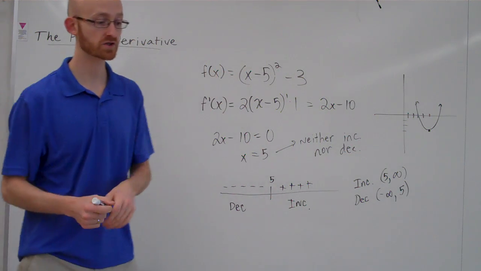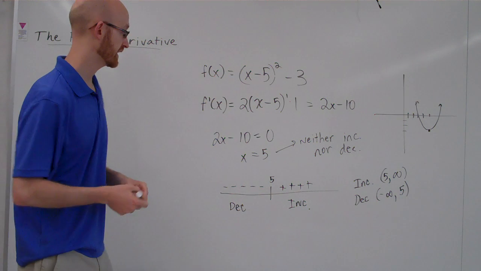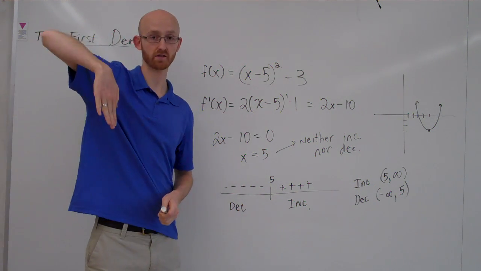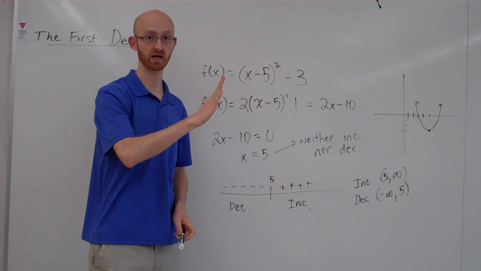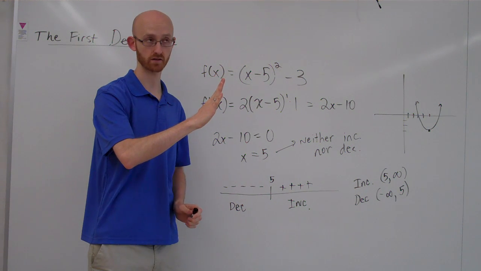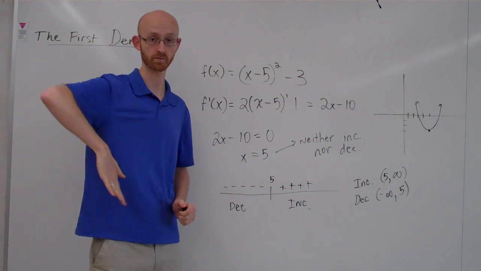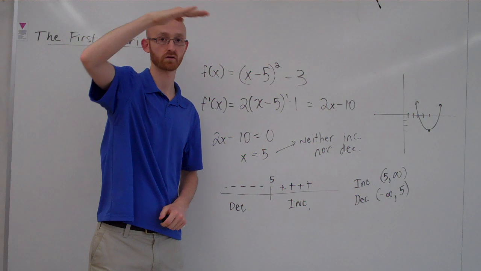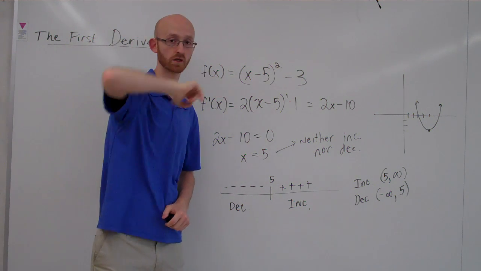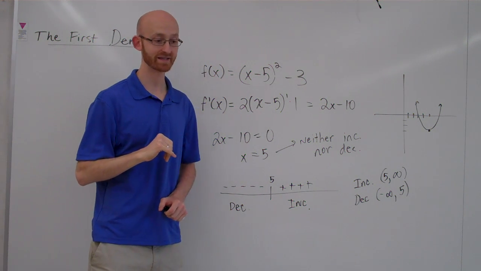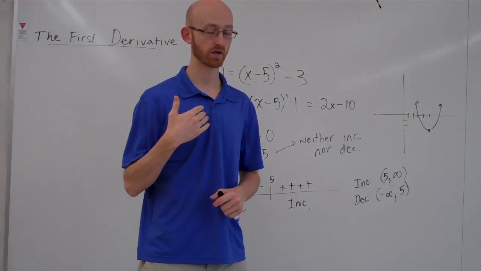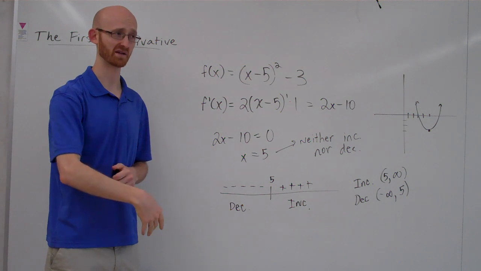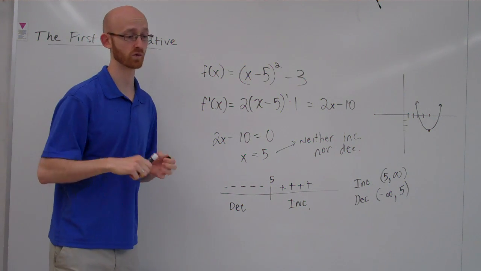So the first derivative test basically says if f prime, the derivative, goes from negative to positive, you have a relative minimum. If f prime goes from positive to negative, you have a relative maximum. And if it's positive then positive, or negative then negative, that's going to be neither a minimum nor a maximum.